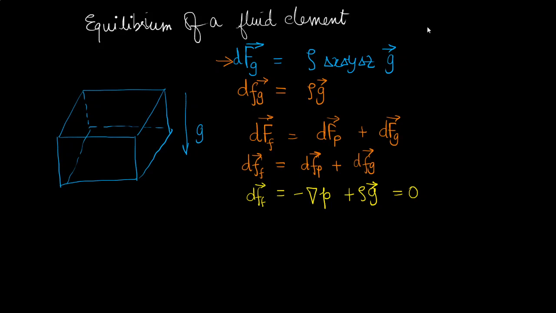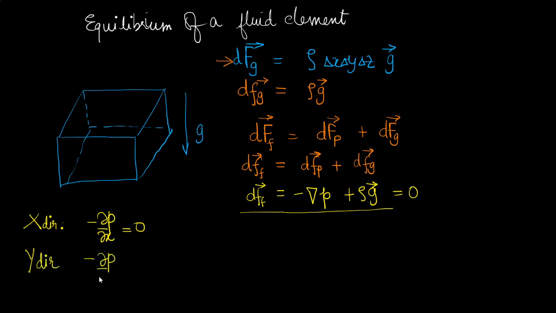So let us write the three components of this particular expression. In the x direction we have minus del p del x equal to 0. In the y direction we have minus del p del y equal to 0, because g has only a component in the z direction. So in the z direction we have minus del p del z plus rho times the g vector, but the g vector itself points in the negative z direction.